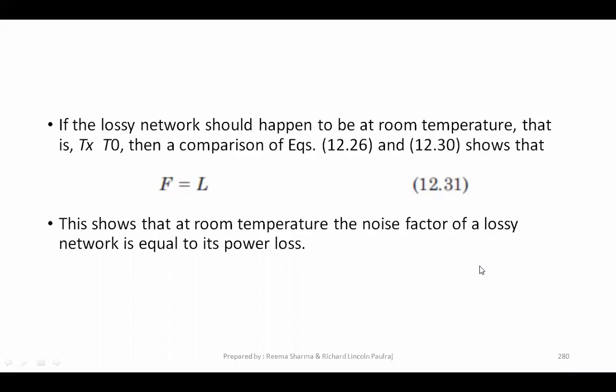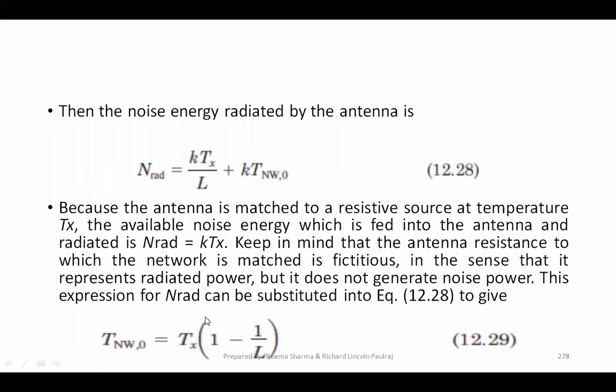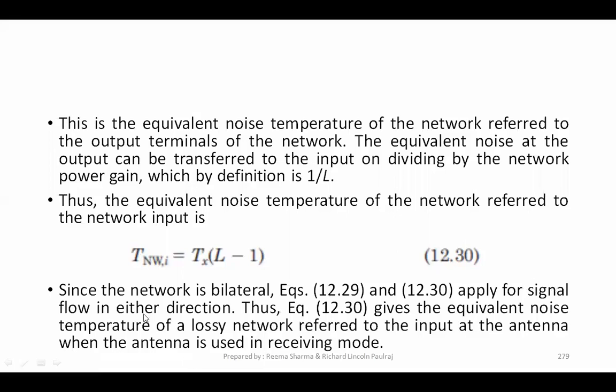So as I was mentioning, with respect to the formula, those values that you get in the question, you can extract them and substitute them here so that it becomes easy for you to analyze it. Since the network is bilateral, we need to apply equations 29 and 30, and we'll be using 1 minus 1 by L. So these two equations apply for signal flow in either direction.